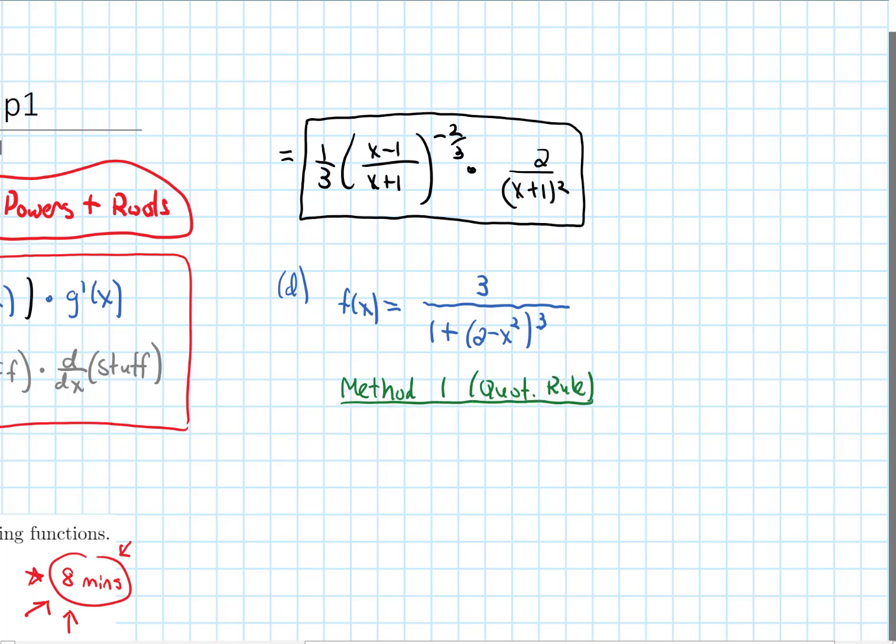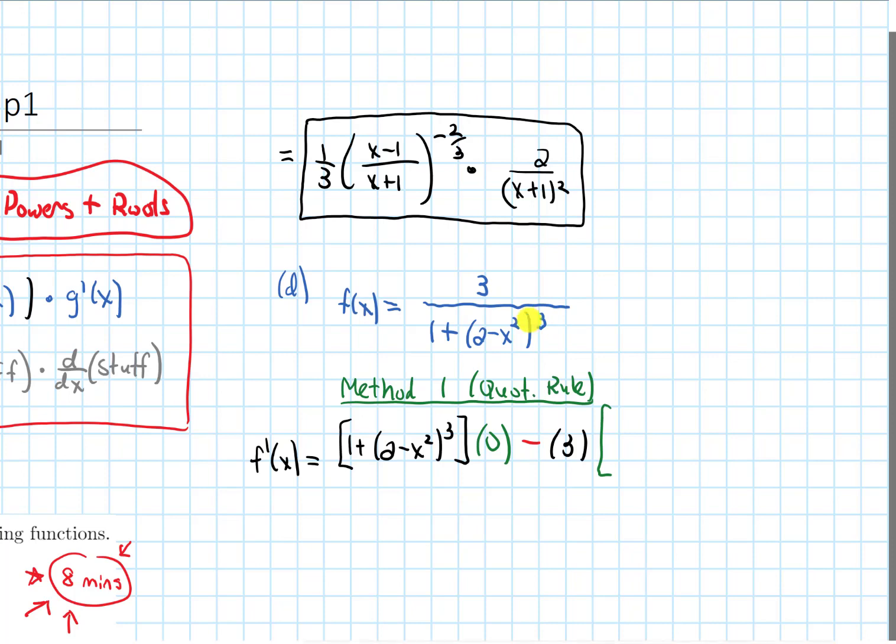So if we do quotient rule, we'll get our derivative is, so I'll do low d high. Low is 1 plus the quantity 2 minus x squared being cubed. That's low. D high, so derivative of the top is 0, because the derivative of a constant is 0. And then minus high, which is 3, d low. So for the derivative of the bottom, derivative of 1 is 0, because that's a constant. And then for this whole thing, 2 minus x squared being cubed, I need the chain rule.